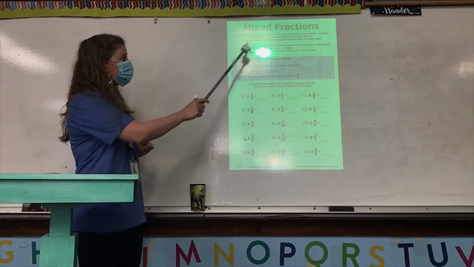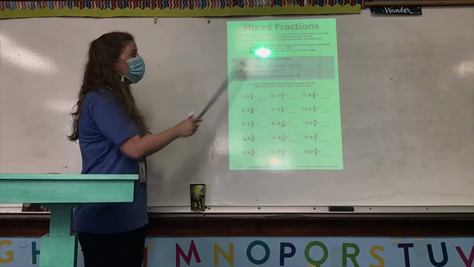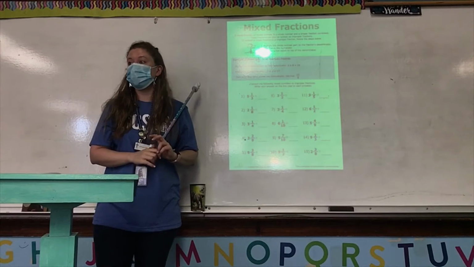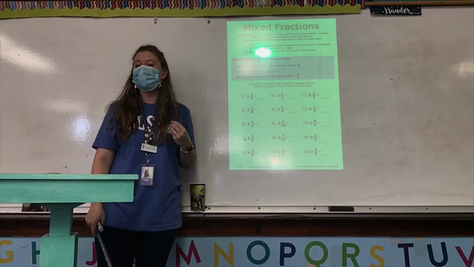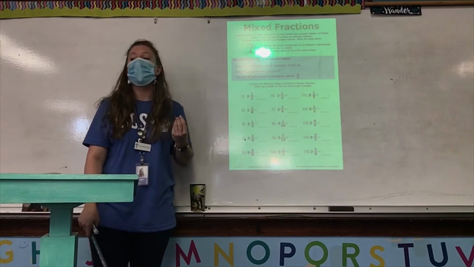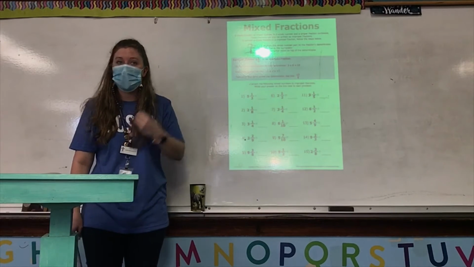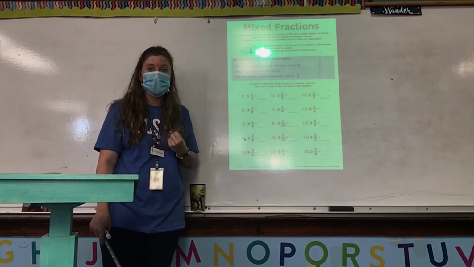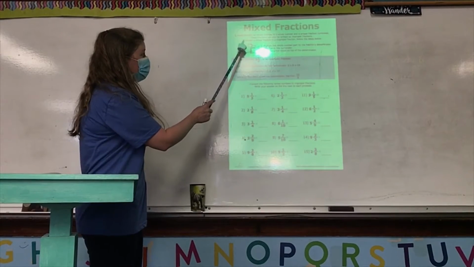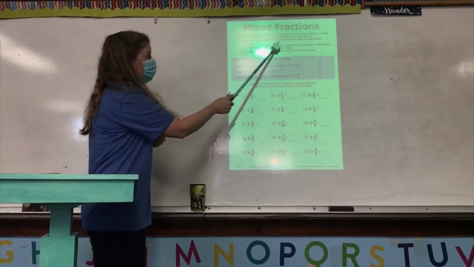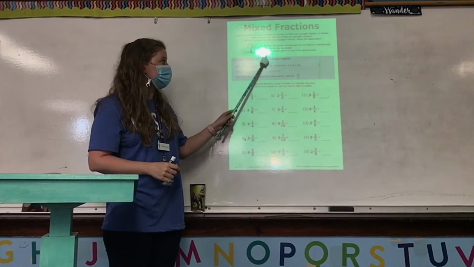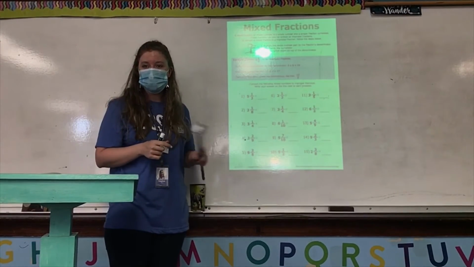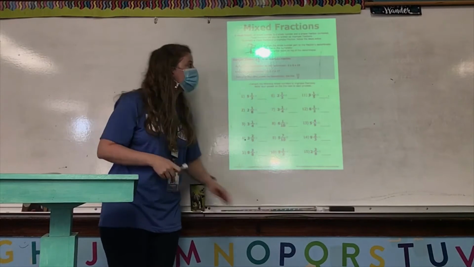Let's read this first. These fractions can also be written as improper fractions. Anytime you have a mixed number, you can write it as an improper fraction. Anytime you have an improper fraction, you can write it as a mixed number. To convert a mixed fraction to an improper fraction, follow the steps. Now these steps are the same. They just use the words in a different order.